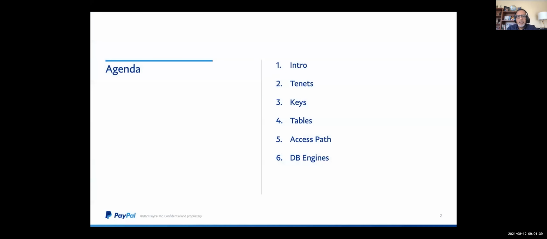This is the agenda. We'll briefly introduce myself, the problems that we're going to talk about, and we'll get into the tenets of the problem, the basic things that we need to take care of. And from there, we'll take some deep dives into keys, the types of tables, the access path, database engines, and why we think about the way we think about data here at PayPal.